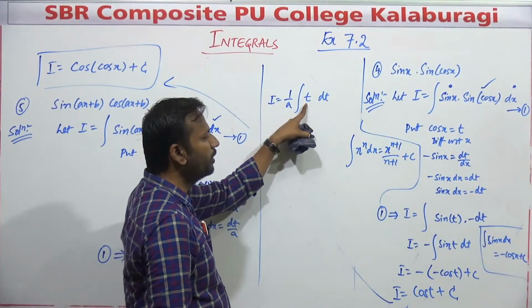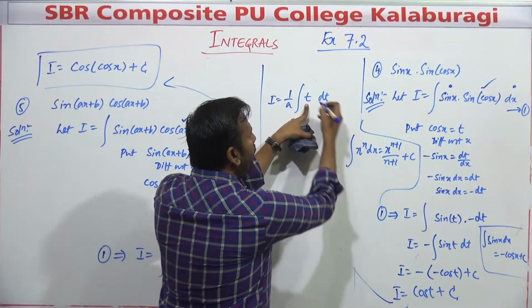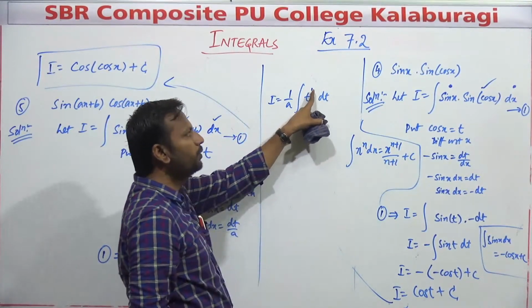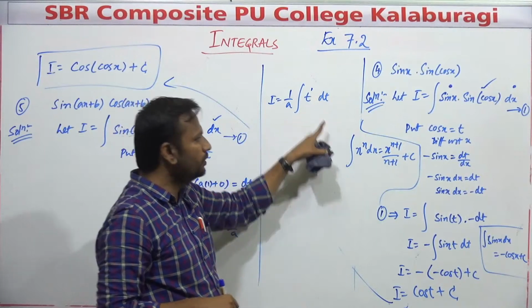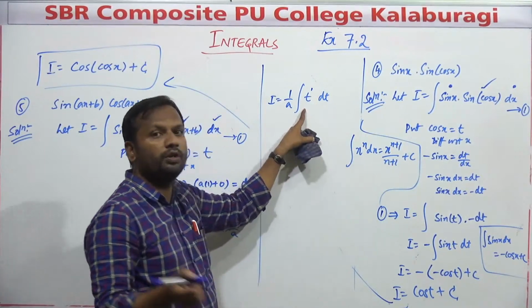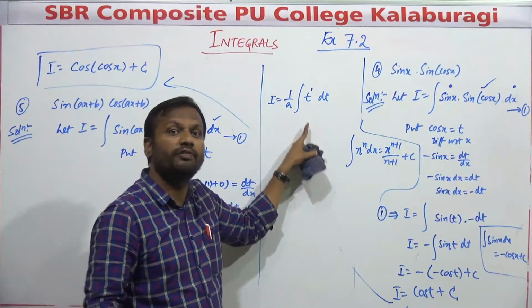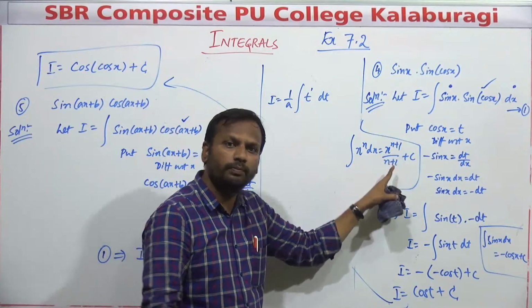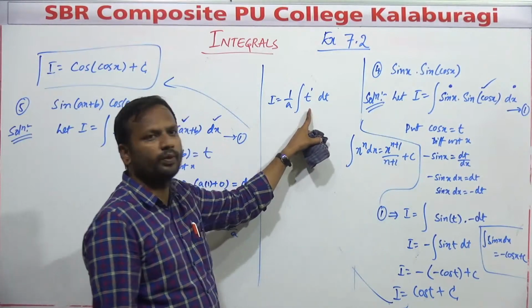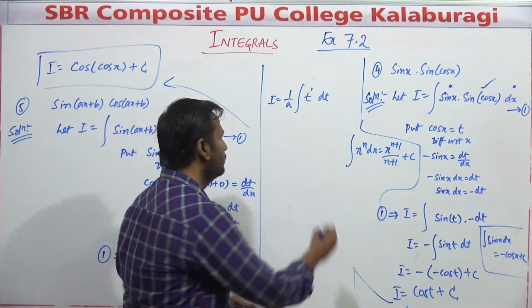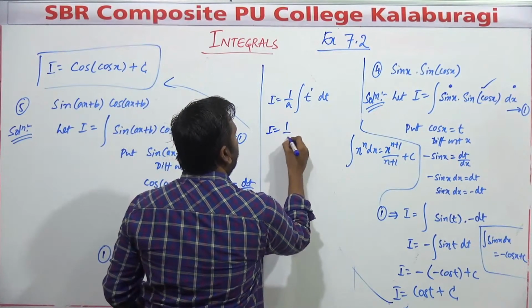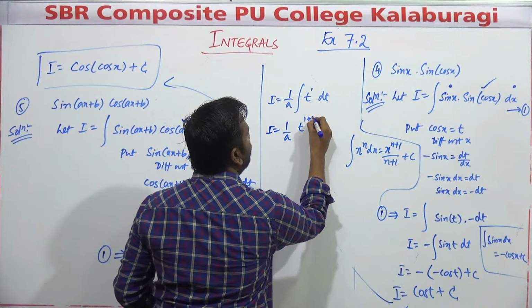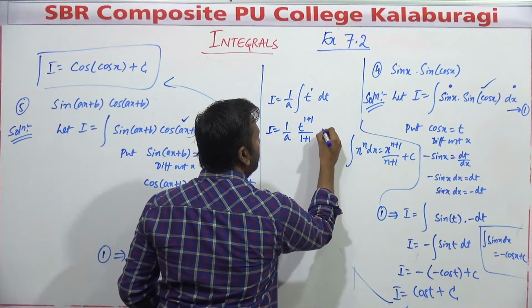Here, instead of x, what do we have? t. Instead of n, what do we have? Nothing is there, which means n is 1 here. Differentiation of x is 1. But integration of x is x raised to 1 plus 1 by 1 plus 1. Similarly, what is the integration of t with the help of this formula? 1 by a, t raised to 1 plus 1 by 1 plus 1 plus c.